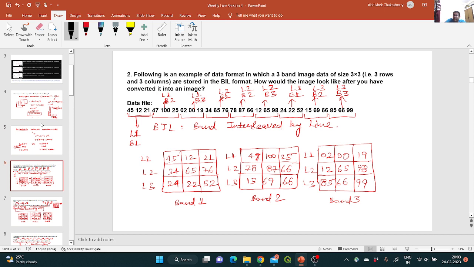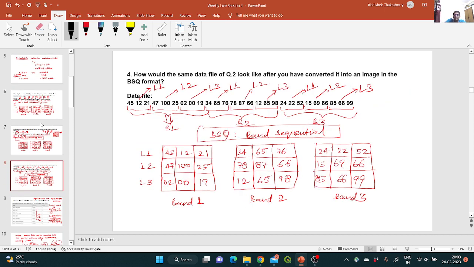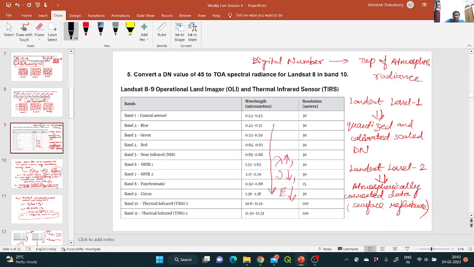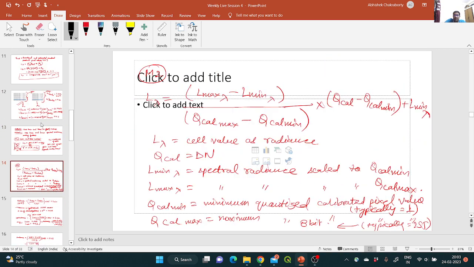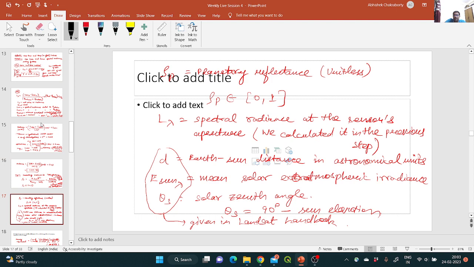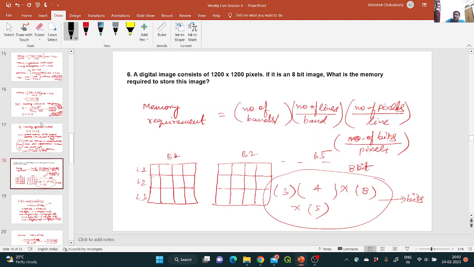This is the second question. The second, third, and fourth questions are on data storage, nothing to do with 1200 again. This is the next question, again nothing to do with 1200. Then question number 6, yeah, 1200. Okay, so this one, right? Yes sir. It is only a single band image. They have not given you the number of bands, so let's assume that the number of bands is 1. So this term would be 1.